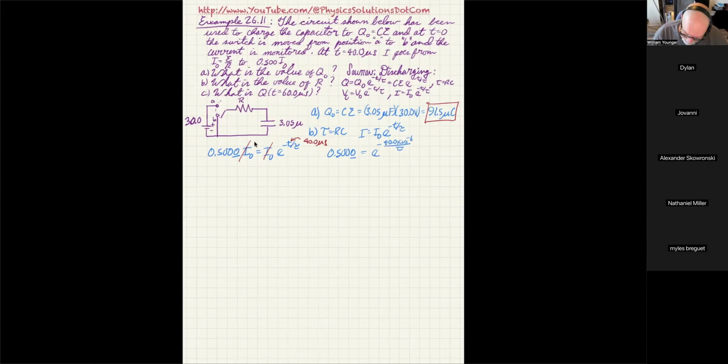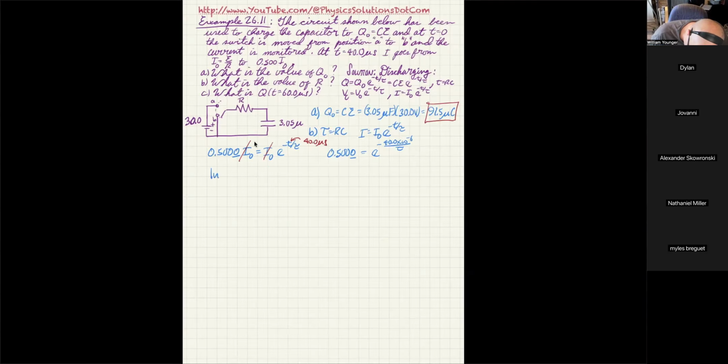Now, you know exactly what the answer is going to be, because Dylan asked a few minutes ago about the half-life, and this is really what we're finding. We're finding the half-life. So it should be equal to the ln of 2 times tau, where tau is RC, and that should get it for us. But let's go ahead and show you the work.